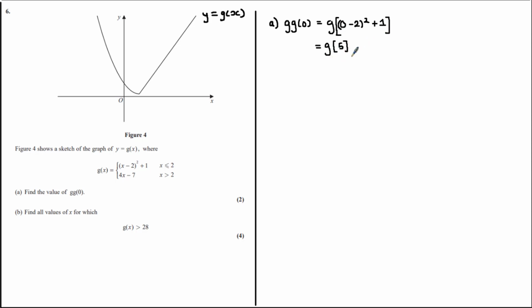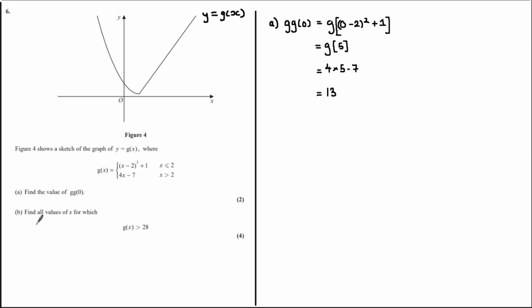Now to finish off this question, we need to evaluate the function g at 5. Looking at our domain, since 5 is a value of x which is greater than 2, it means that we need to substitute 5 into this function. And therefore g of 5 is equal to 4 times 5 minus 7, which is equal to 13.